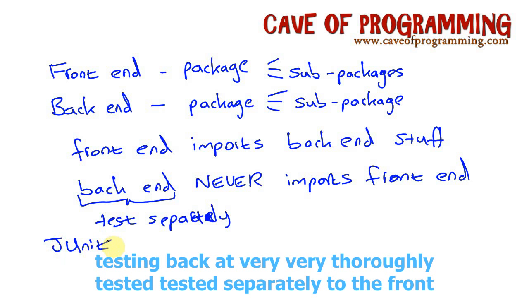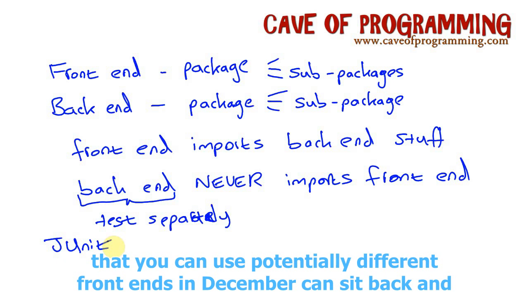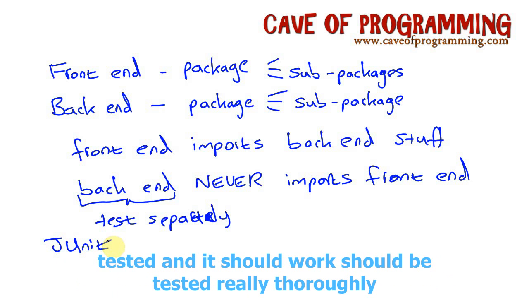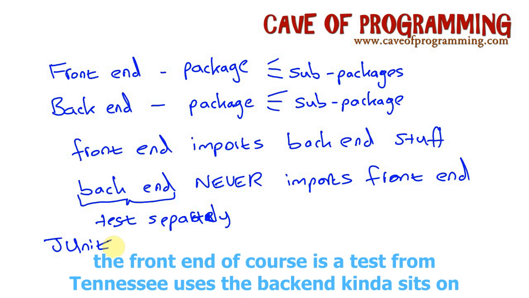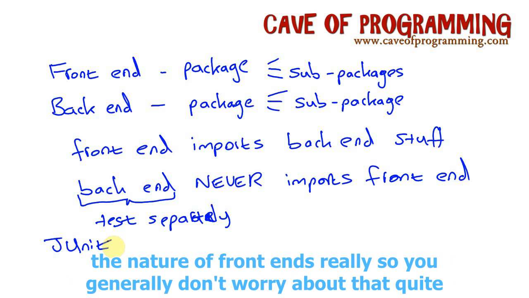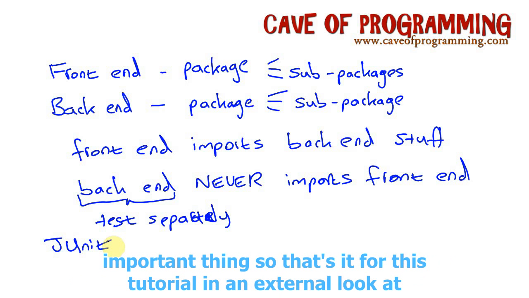Test it separately to the front end. Usually you'll develop it first before you even start on the front end. And the idea is that you can use potentially even different front ends with the same back end. So the back end is a completely separate thing. It never imports front end packages. It's separately tested and it should work. It should be tested really thoroughly. Now the front end, of course you should test that, and the front end just uses the back end, kind of sits on top of the back end. But everyone knows that the front end may be prone to bugs. It's in the nature of front ends really. So you generally don't worry about that quite as much. Make sure that you get the back end right, and that's the most important thing.